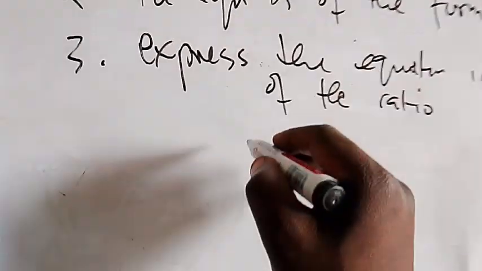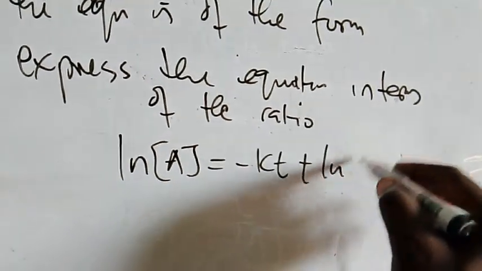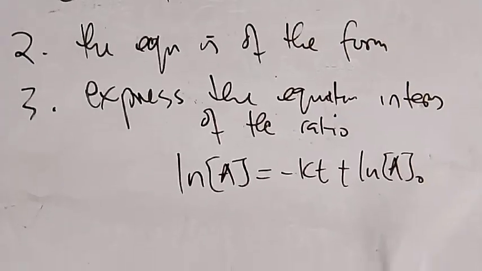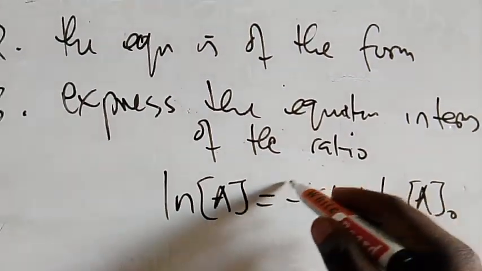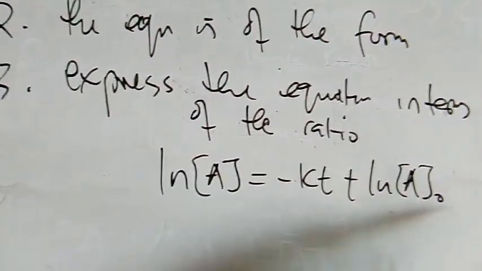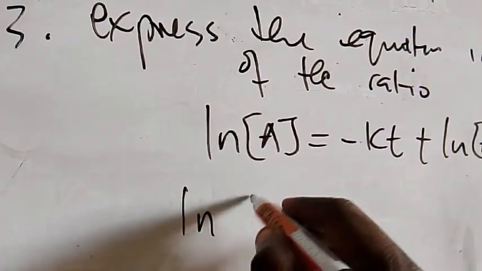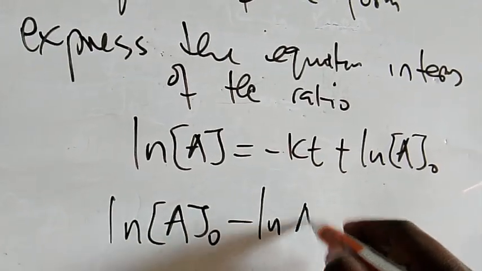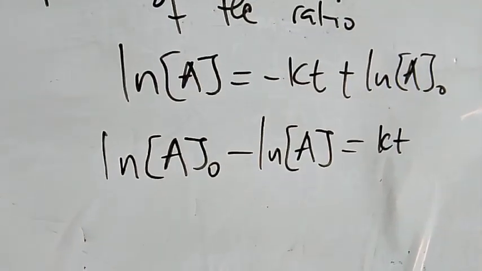Okay, since we have ln A equal to negative kt plus ln A initial, we can write this as a ratio. What we do is transpose negative kt to the other side, then ln A goes to this side. So we are going to have ln A initial minus ln A is equal to kt. Okay, is equal to kt.